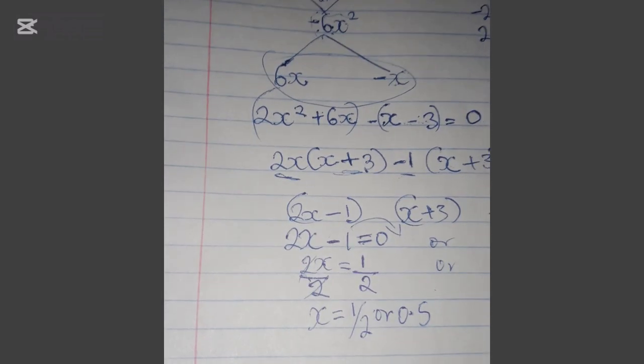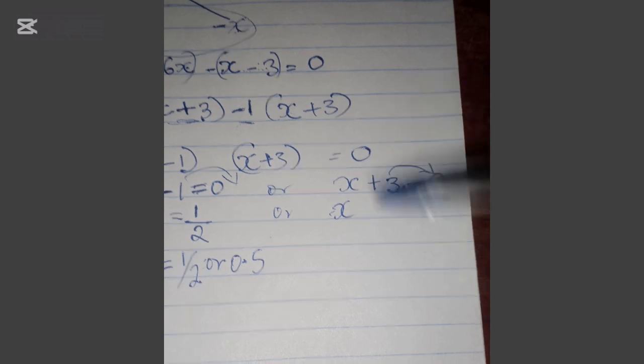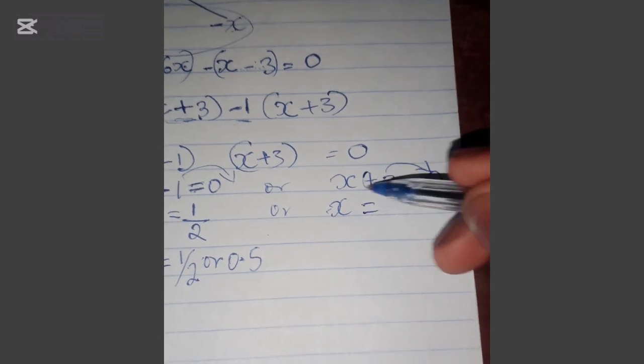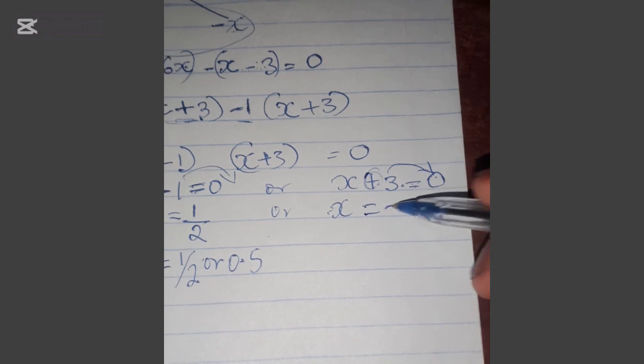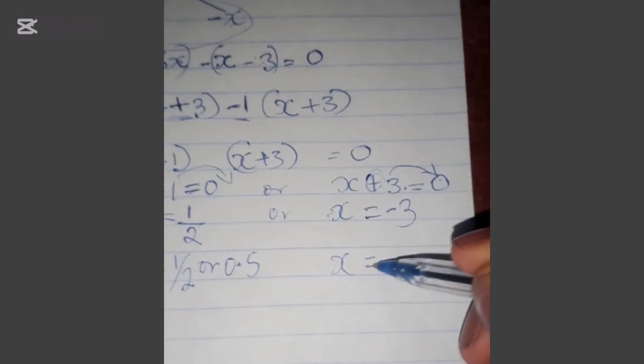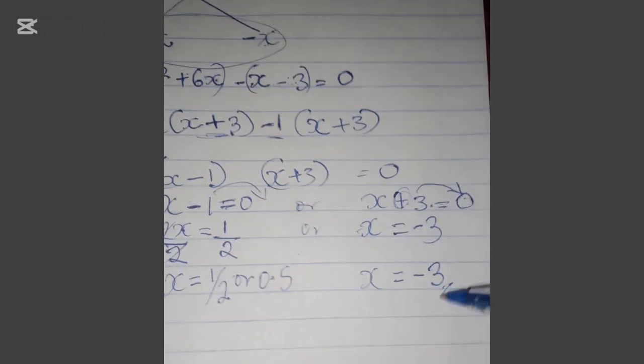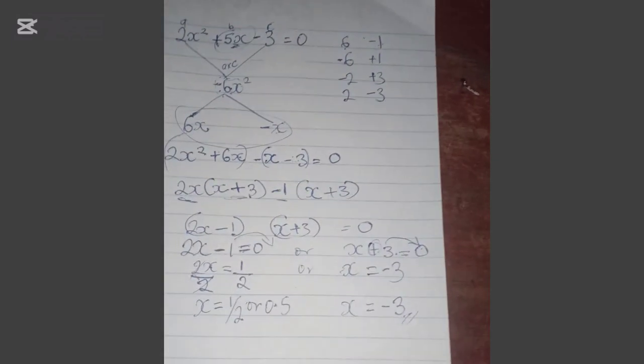Or we have x, if you carry this plus 3 here, you have minus, because when it crosses the equality sign, the sign changes. That is minus 3, just as the calculator gave us. So this is just a simple way to solve the quadratic equation.